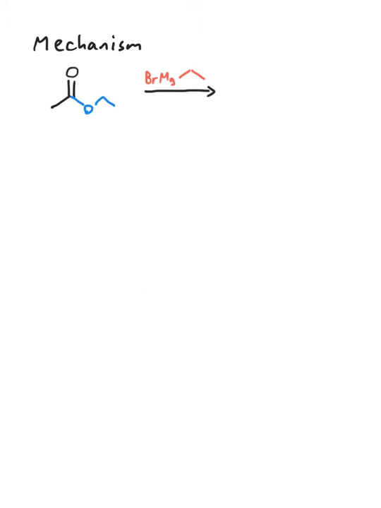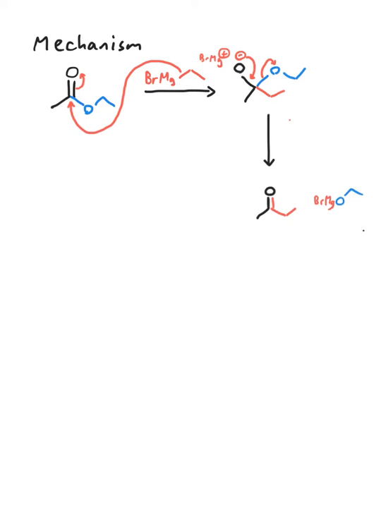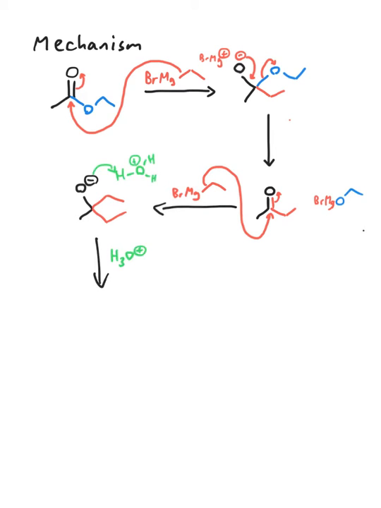Let's look at the mechanism of a Grignard reacting with an ester. Initially, the Grignard just attacks the ester at the carbonyl and does a substitution reaction, kicking out the ethoxide, forming a ketone. This ketone now undergoes nucleophilic addition of a second Grignard to yield us a tertiary alkoxide, which then needs to get protonated to form our tertiary alcohol.